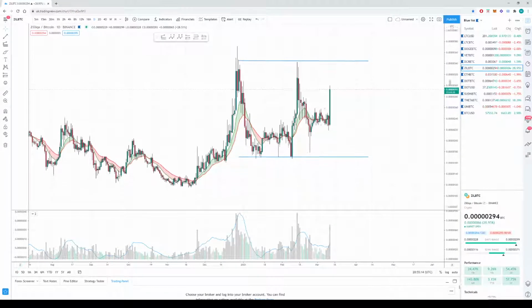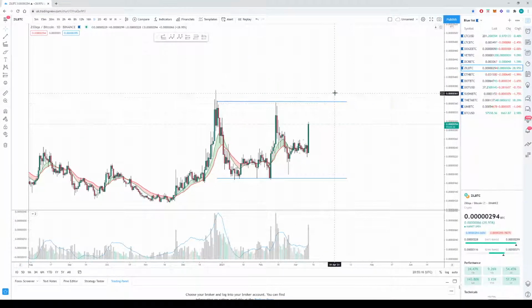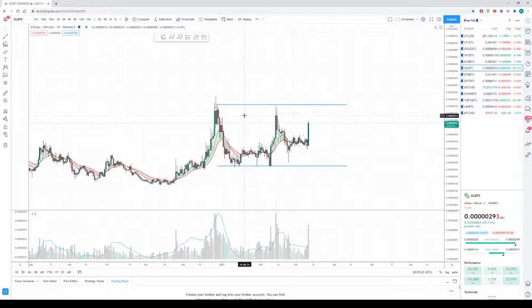Zilliqa had massive gains today. However, Zilliqa is facing a resistance in this area right here. Potentially it is consolidating in this rectangle, so hopefully as soon as it reaches this area and upon the close, I will be interested in trading this.